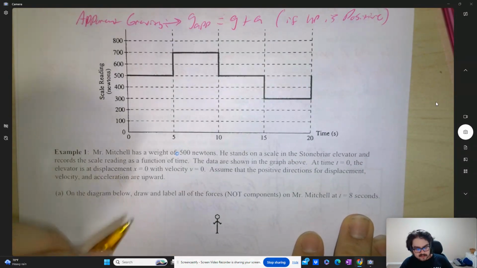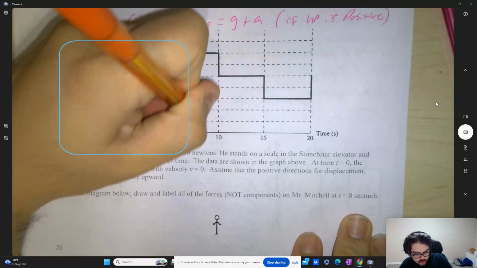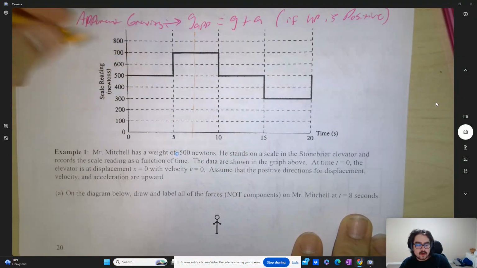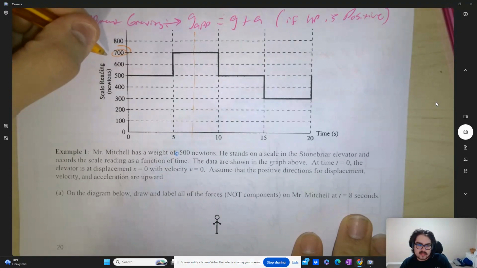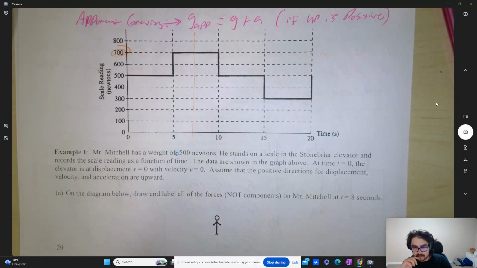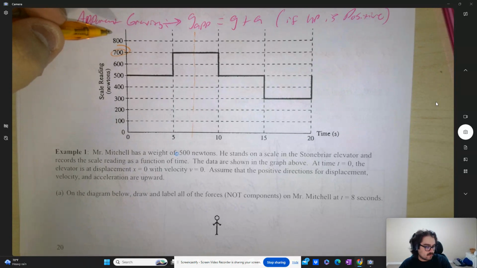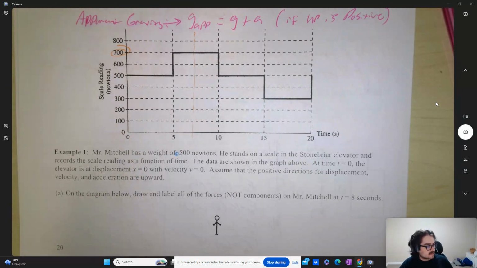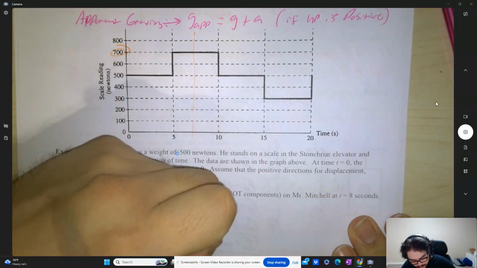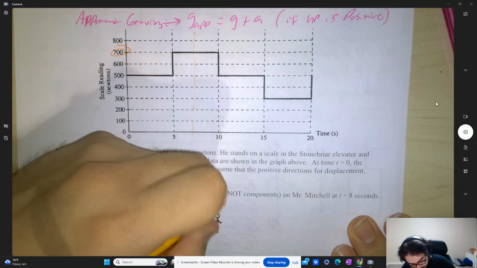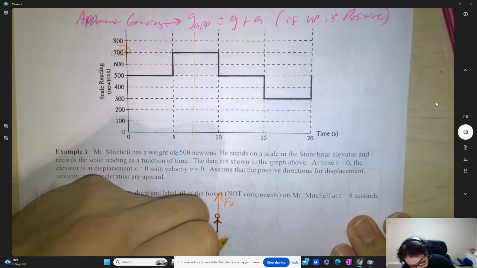Where is 8 seconds? Right about here. Do you notice that the scale reading is higher than my actual weight? If my scale reading is higher than my actual weight, that means the normal force on me is greater than mg. So when I draw my forces, the normal force is going to be really large up toward the top, and mg not so much.